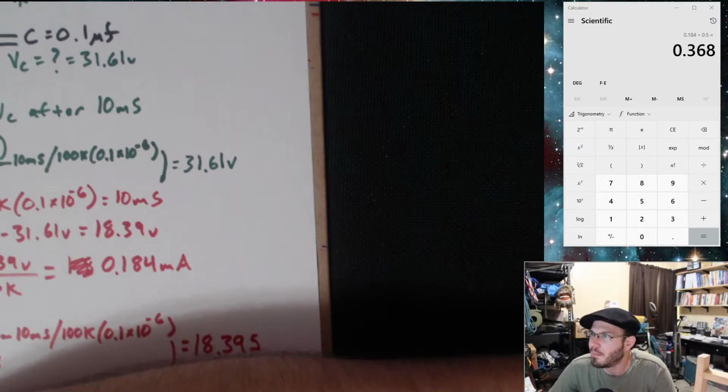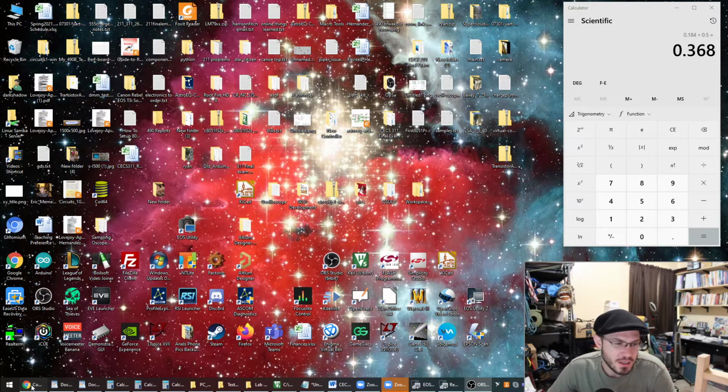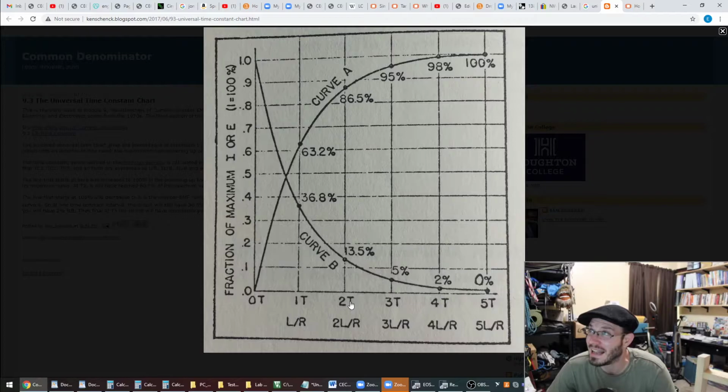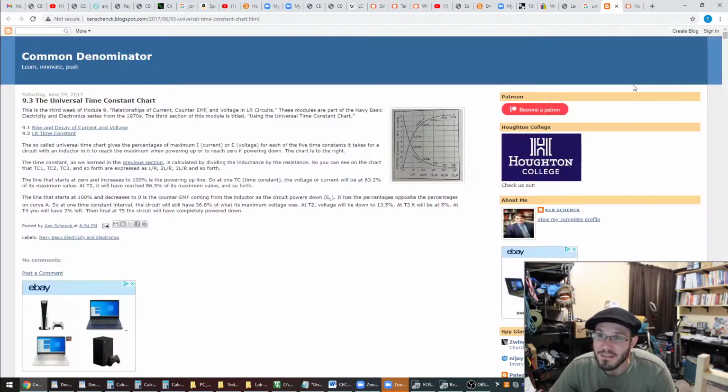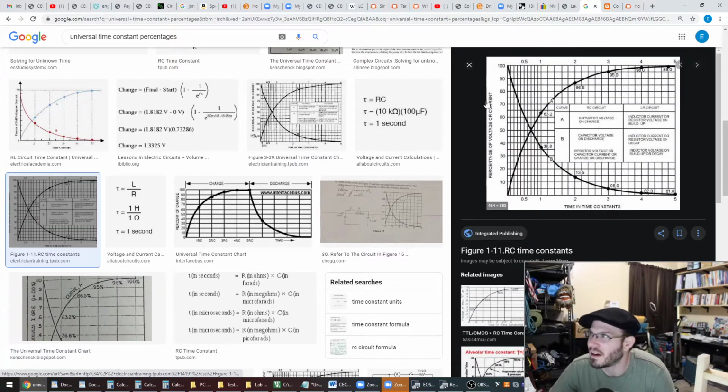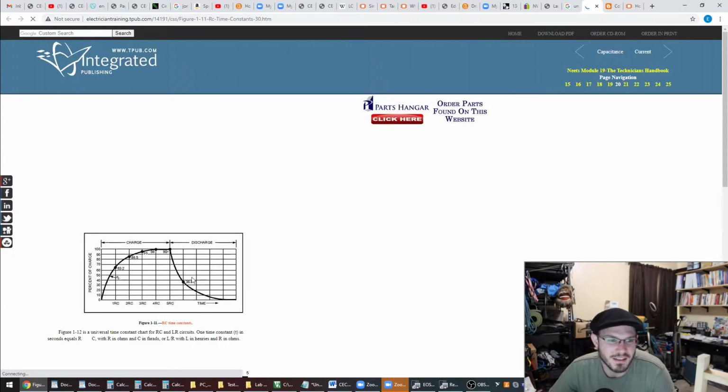So let's pull up a web browser. Oh look, it looks like I was trying to find an image of a universal time constant chart so I didn't have to redraw it. Unfortunately, I didn't find one that I liked, so I ended up drawing it from scratch. That's what took me the extra 5 minutes. But if you just search for universal time constant chart, you're going to see all variations of this.